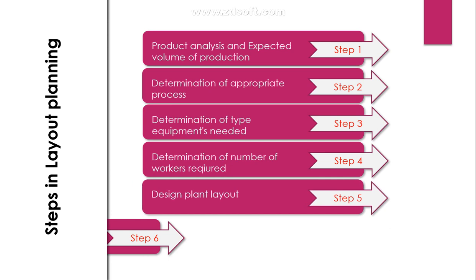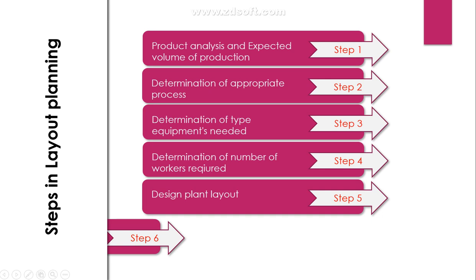As the fifth step, at this point we have a certain set of information required for planning the layout. We have done an analysis of the product and the volume to be produced, determined the process which is suitable for us, decided on the equipment and its procurement, and the number of workers to be involved. Once we have that, we can finally decide on the plant layout and draw a blueprint of it.